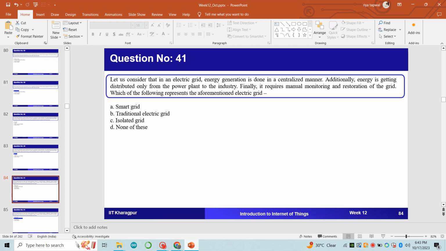Please mute yourself. Which of the following options describes this electric grid? B, traditional electric grid.